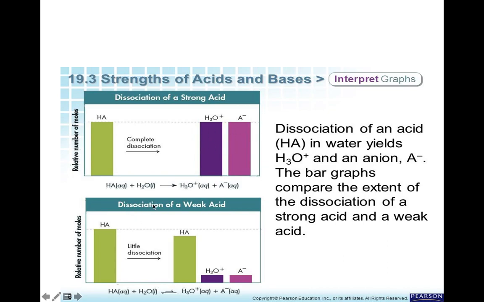Okay? This is a weak acid. A weak acid, like vinegar, for example, stays together most of the time, and only a small amount dissociates and forms the hydrogen ions. So it's okay to drink vinegar, because very little of it is the H, is the acid. It's a weak acid. This is the strong acid. This you don't want to be drinking. This is battery acid.